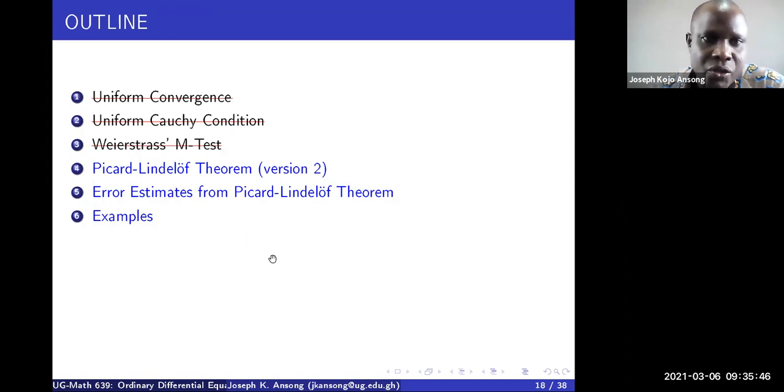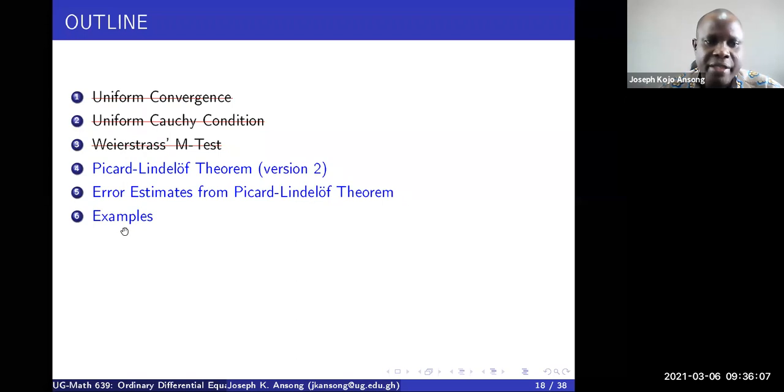So basically that is the Weierstrass M test. We'll be using it in trying to prove the Picard-Lindelof theorem. So I'm going to end this video here. When I come back in the next video, we're going to prove the Picard-Lindelof theorem and then do some error estimates and perhaps do some examples as well.